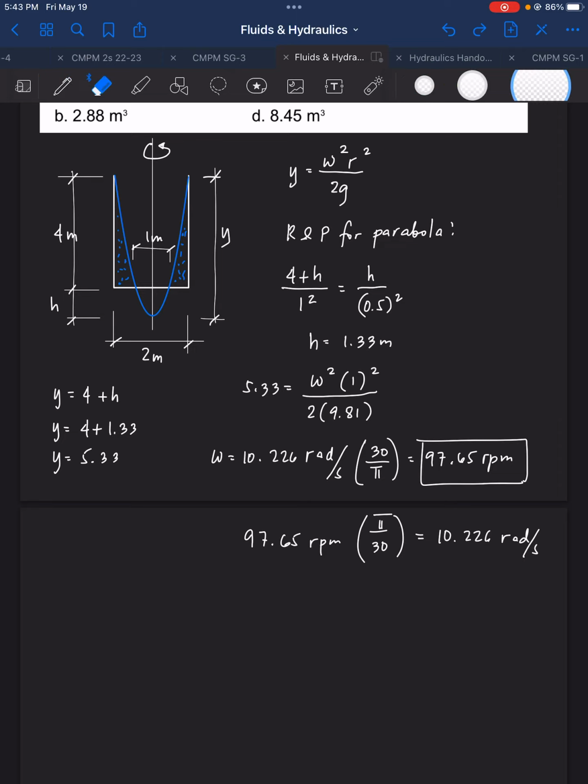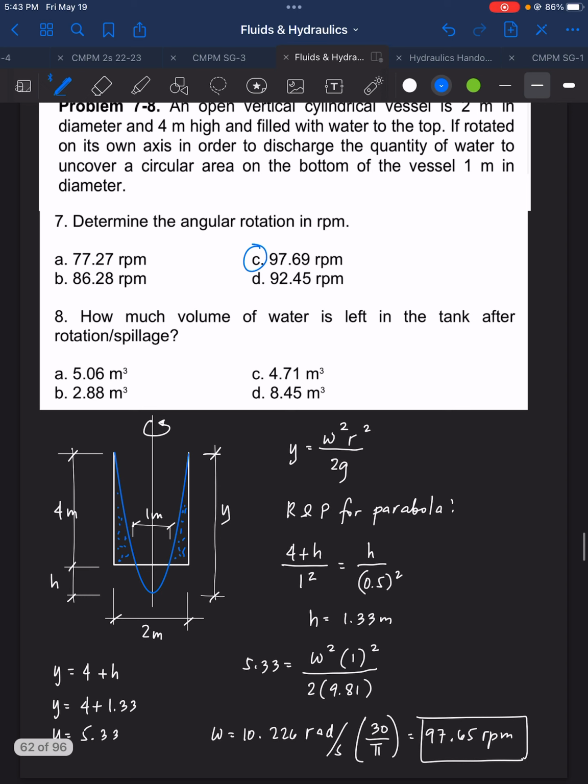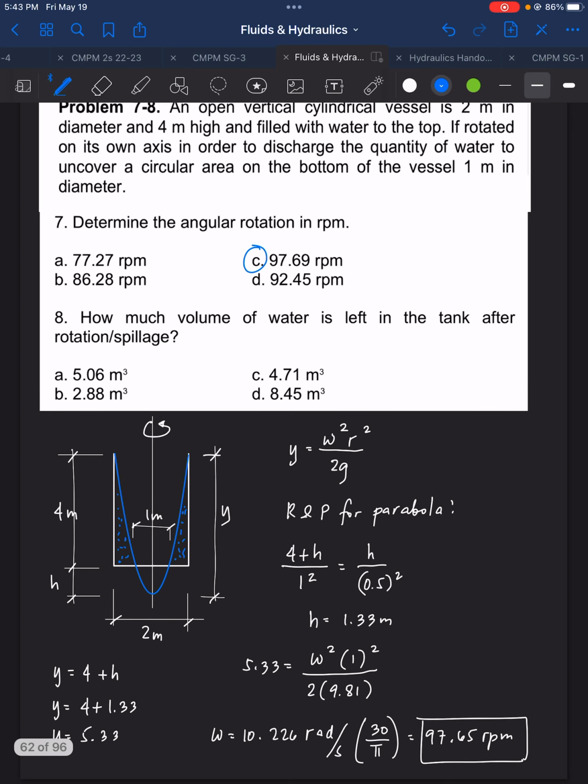So from the choices, we now have 97.69 as the nearest to our solution. Next, number 8. How much volume of water is left? How much volume of water is left in the tank after rotation or spillage? So, how do we solve this?